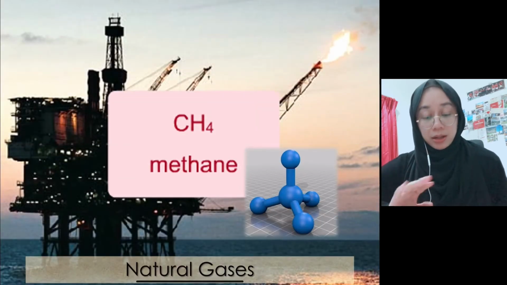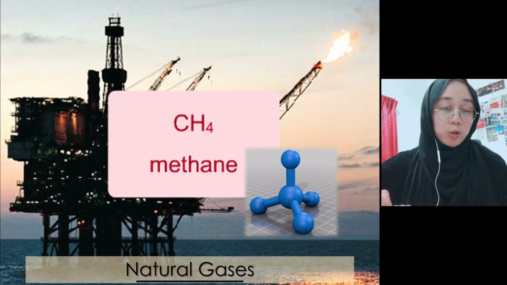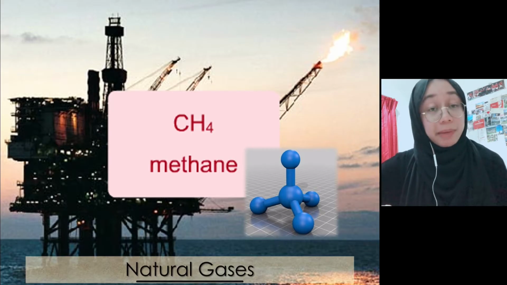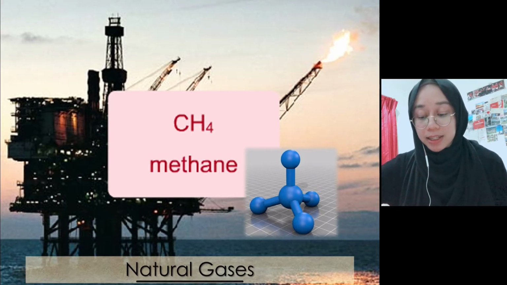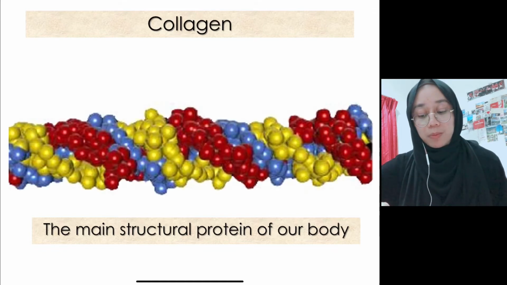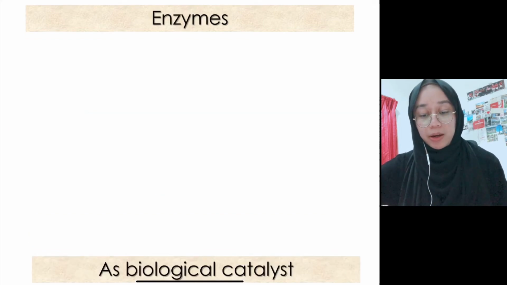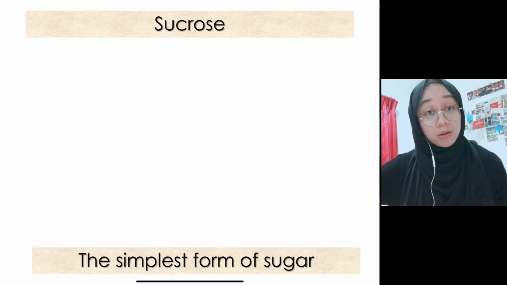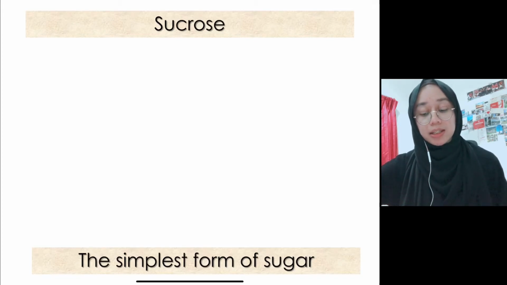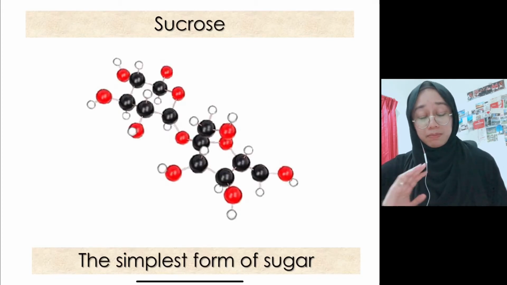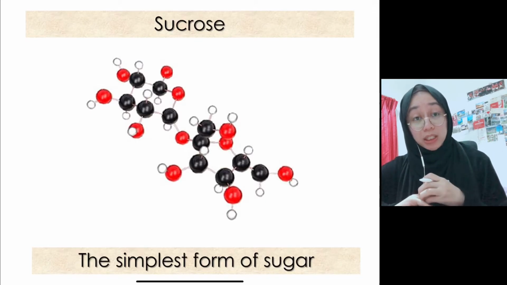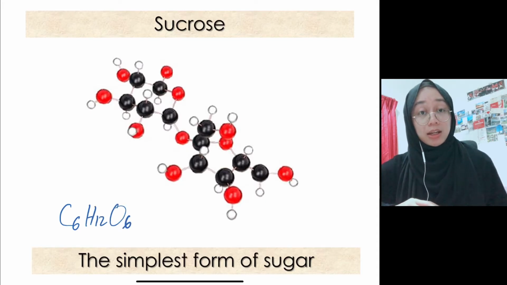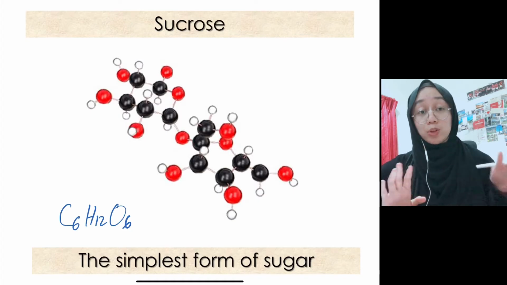Okay, so ini lepas ni adalah just gambar-gambar ataupun contoh-contoh compound untuk organic compound lah. Okay, so yang paling simple is actually methane. Dia adalah natural gases. Okay, and then kita ada collagen, the main structural protein of our body. Okay, and then we also have enzymes. It is the biological catalyst. And we also have sucrose or sugar, okay, or glucose. It is the simplest form of sugar. I think by now you should know the formula of glucose itu sendiri, which is C6H12O6. Okay, you need to be familiar with this formula lah untuk sugar.